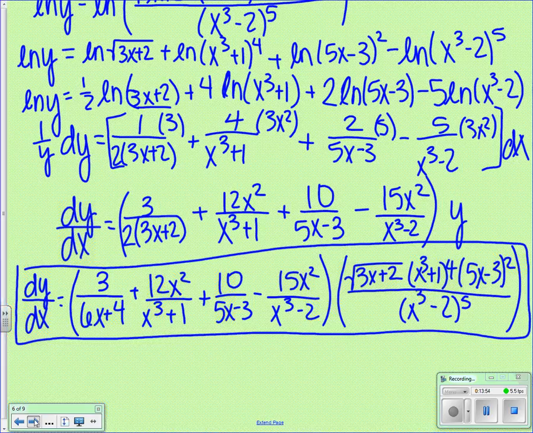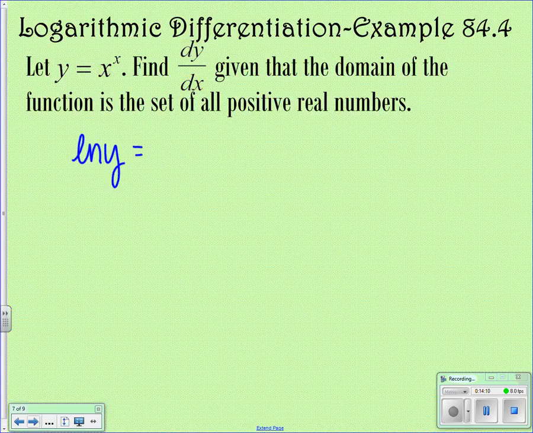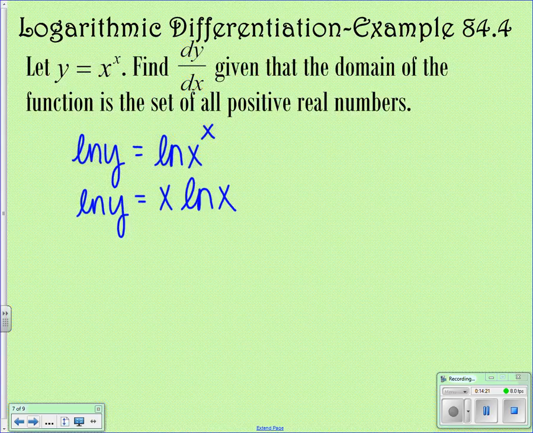Okay, so now let's look at y equals x to the x. We want to find the derivative, given that the domain is all positive real numbers. So what we're going to do first is to say the ln of y equals the ln of x to the x. And then we have an exponent, so we're going to move it to the front. So it's going to be x ln of x. And so now we're going to take the derivative.